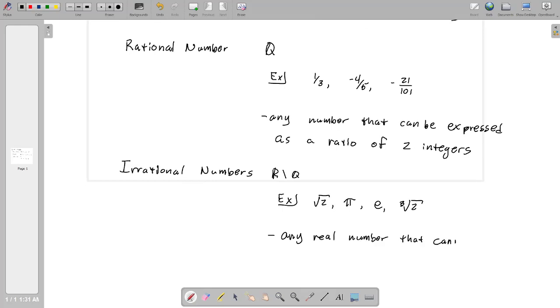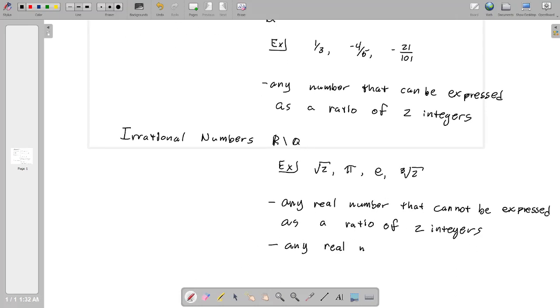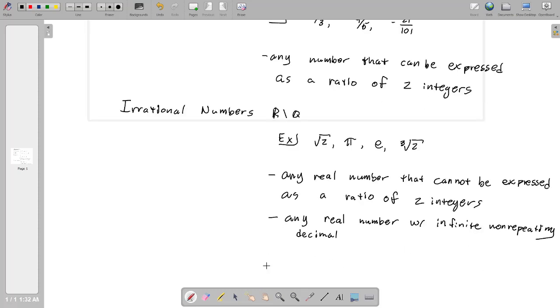Any real number that cannot be expressed as a ratio of two integers. This formulation you've probably heard more. Any real number with an infinite non-repeating decimal. And let me give you an example of this second formulation.